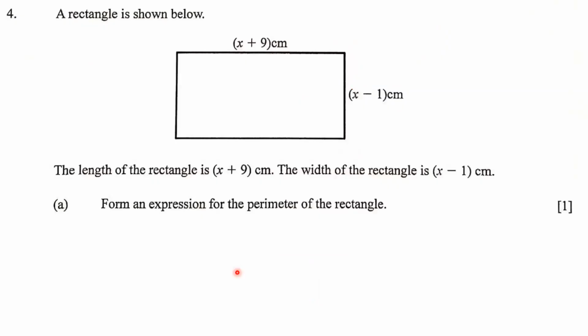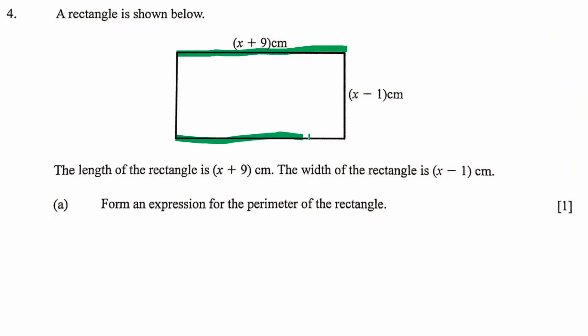It says a rectangle is shown below. And so we have a rectangle. The length of the rectangle is x plus 9 centimeters. That's the length. And the width is x minus 1. That's the width. They say form an expression for the perimeter of the rectangle. Now, when we talk about perimeter, perimeter is the distance around the shape. So for the perimeter, we have to include this side. But this side is the same thing as this side.